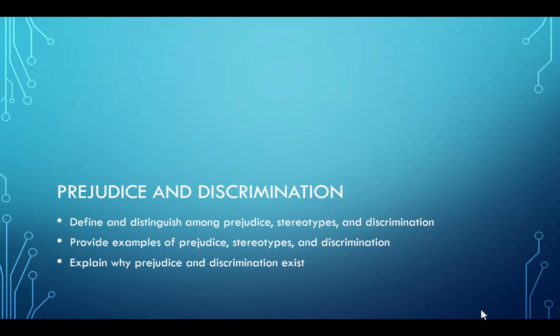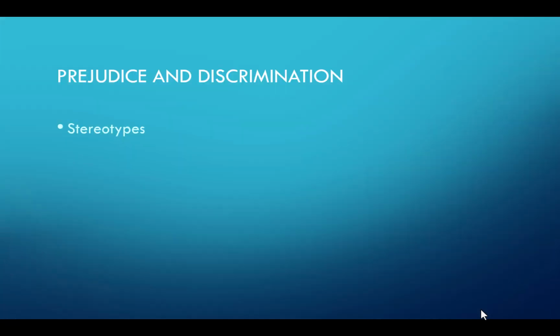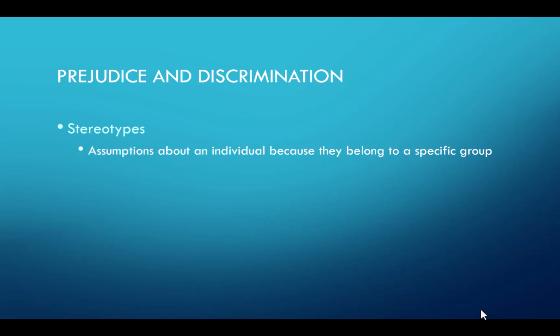In this video, we'll discuss the differences between prejudice, stereotypes, and discrimination. We'll provide some examples of prejudice, stereotypes, and discrimination, and explain why prejudice and discrimination exist, at least in some ways. Stereotypes occur when we make assumptions about an individual because of their identification with a specific group.